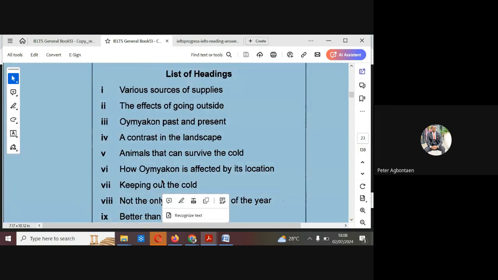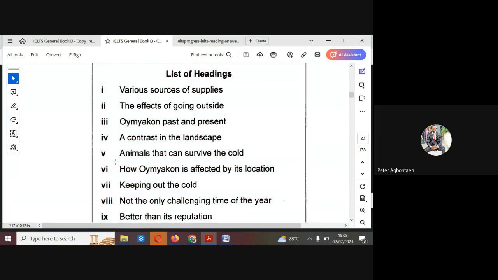Then the next heading says how Oyemakon is affected by its location. Now, what is the meaning of this heading?